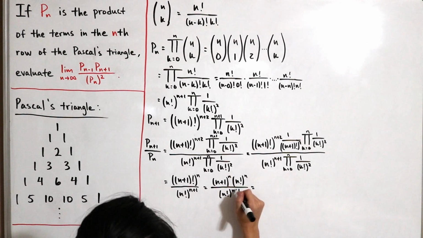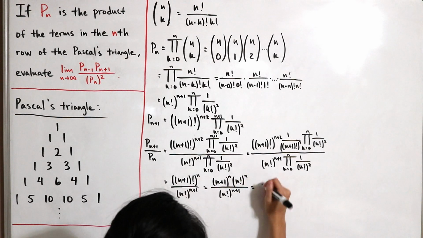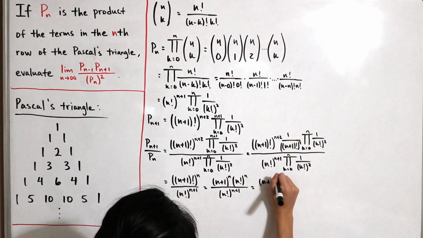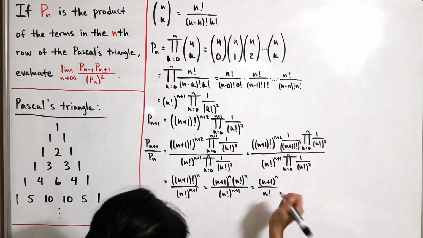So this, let's see, we subtract the n's. So it's just n factorial on the bottom, and then it's just n plus 1 to the power n, and then divided by n factorial, like so.